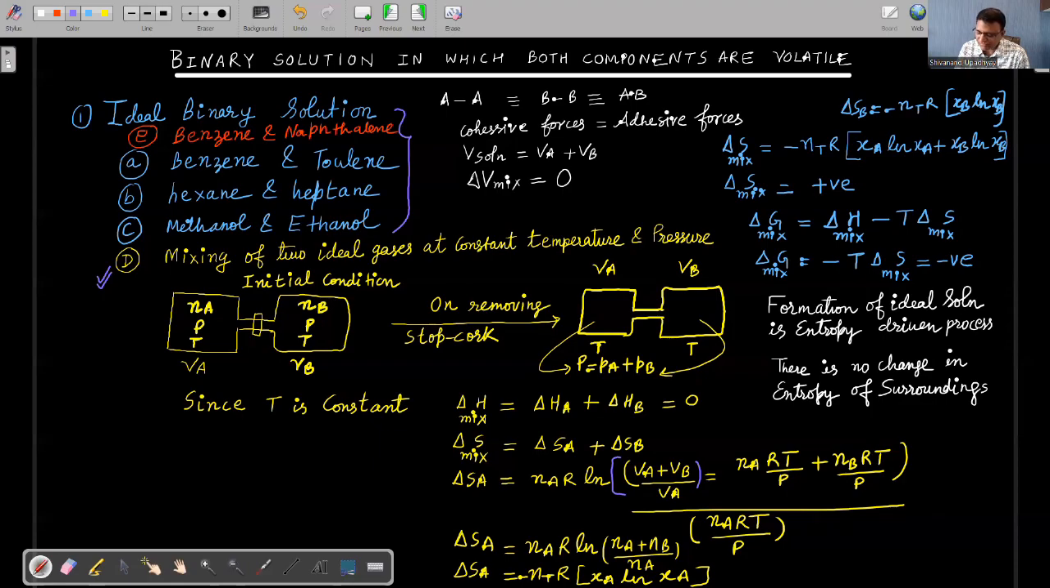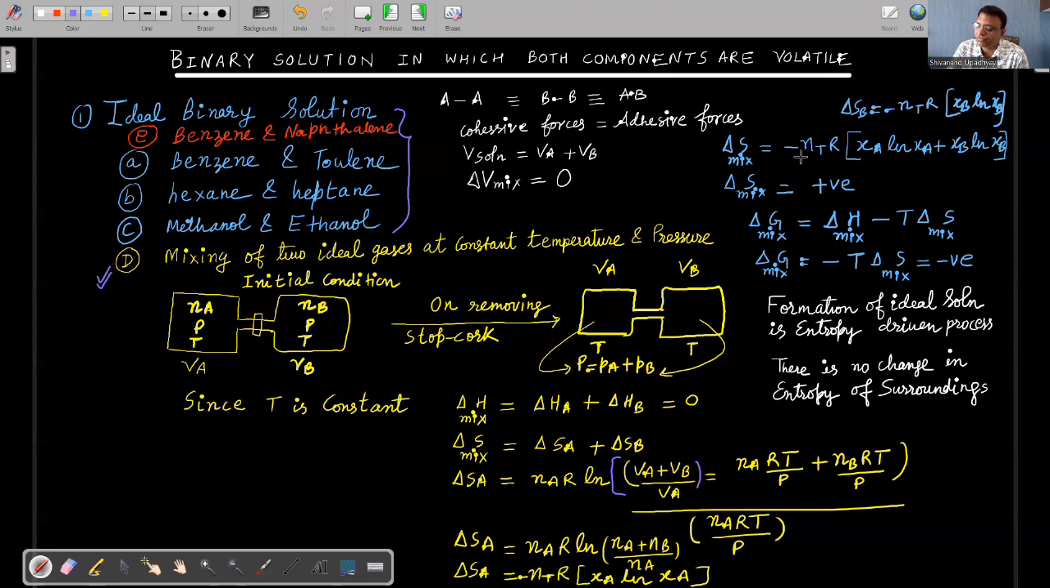And then I can simplify this as minus n total into R XA ln XA. XA is less than 1, so ln XA is negative, negative and negative is positive. So entropy is going to increase for gas A. Same way we can say for gas B, entropy is going to increase and that is equal to minus n total R XB ln XB. So total entropy change on mixing is positive.